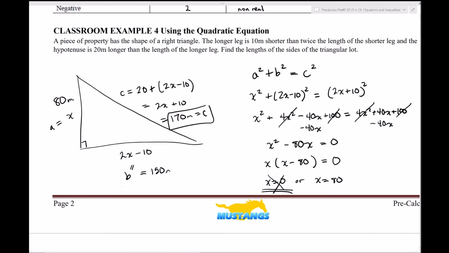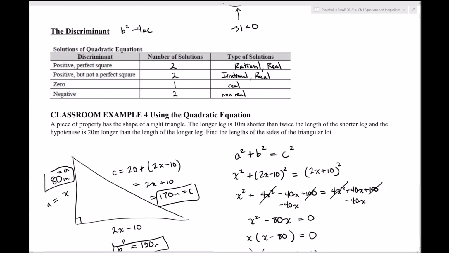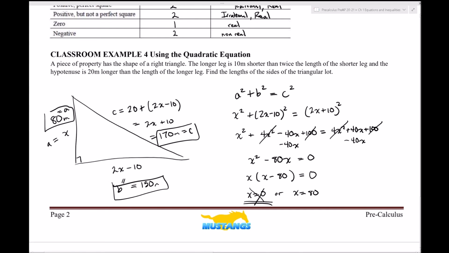So this is what they wanted: the lengths of all those sides, the lengths of the sides of the triangular lot, which means all three sides. That's all they're going to want for this particular problem, and that's all that I had left for this section. So that's going to be the end of 1.4, 1.5.